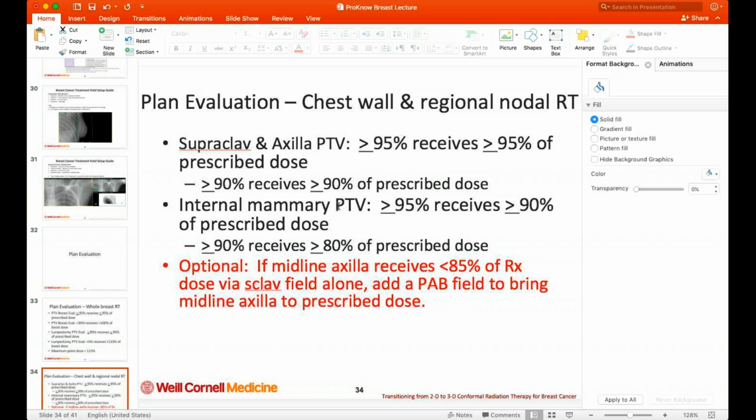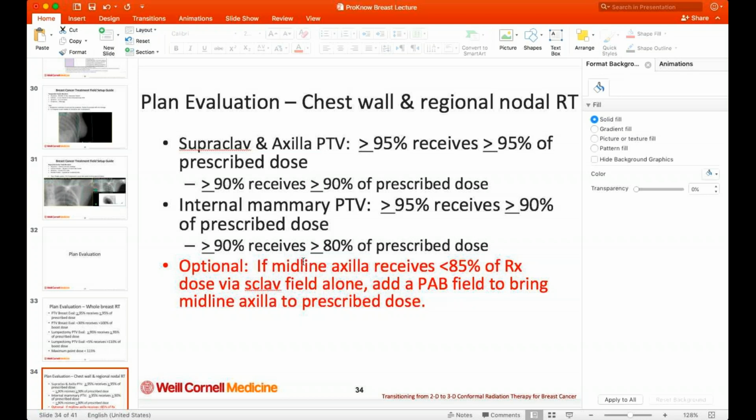If people are treating internal mammary lymph nodes, they're even more lenient because it can be very difficult to minimize the dose to the lungs and the heart when you're including the internal mammary lymph nodes. So ideally, you'd have 95% of the internal mammary PTV getting 90% of the prescribed dose. If you can't achieve that, then 90% of the PTV of the internal mammary nodes getting at least 80% of the prescribed dose is acceptable.